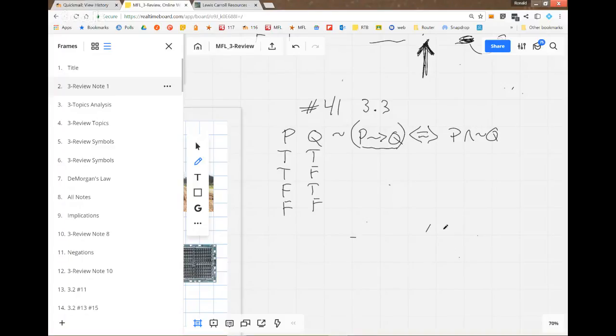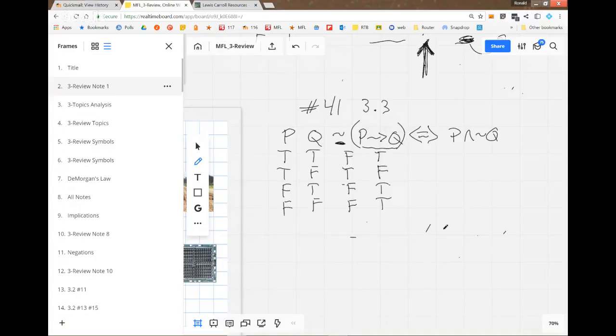So the rule for if P then Q is only false when the first is true and the second is false. Okay, that's the only line that's going to be false. The others are all going to be true. Now here again, I need to follow that with this negation sign. So the negation of true is false. Negation of false is true. Negation of true is false.